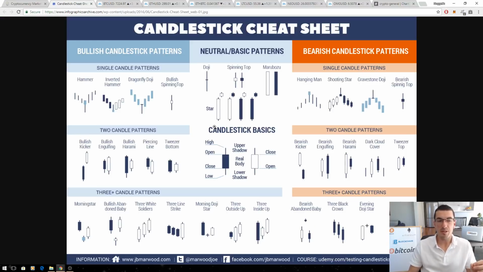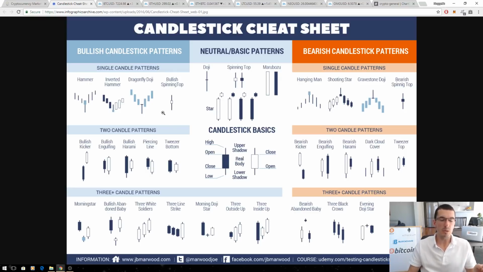For the purpose of this presentation, I'm not going to dive into the multi-candle patterns. So we're going to stick to these single candle patterns. If you guys like this presentation, I'll do a follow-up video. But let's keep it simple. Let's have a look at a few of these patterns that mark bottoms and tops.